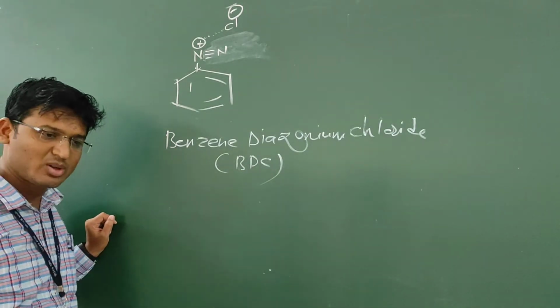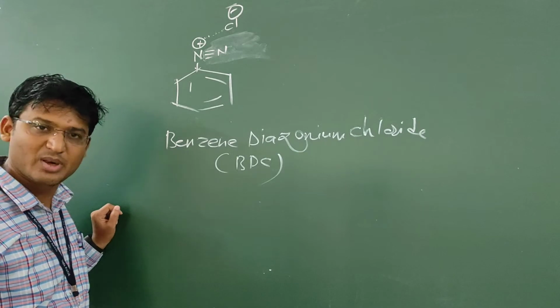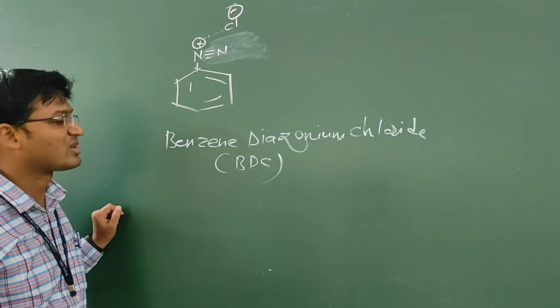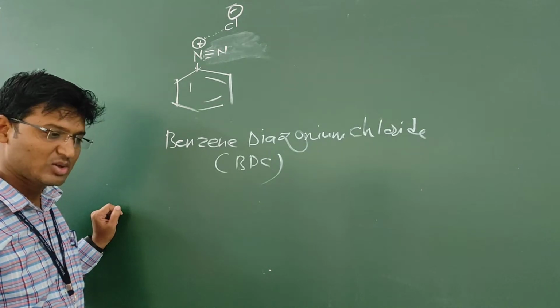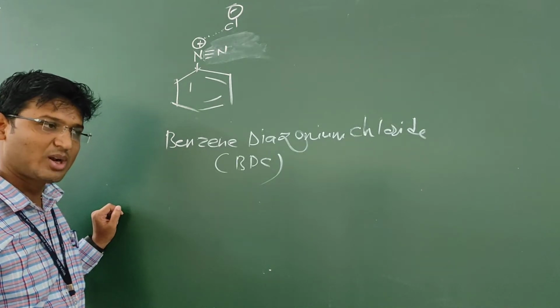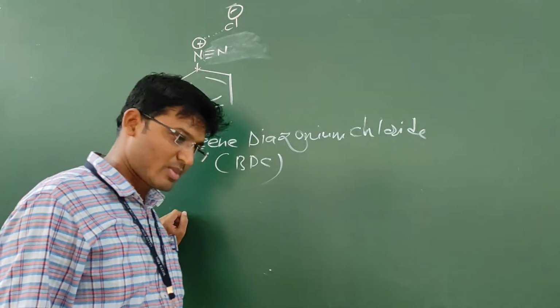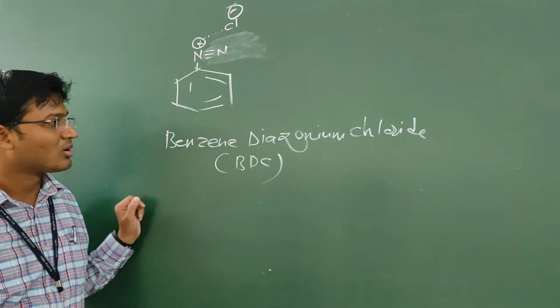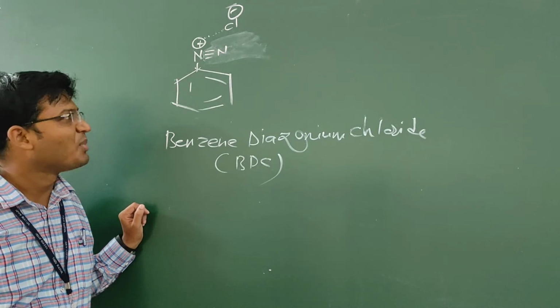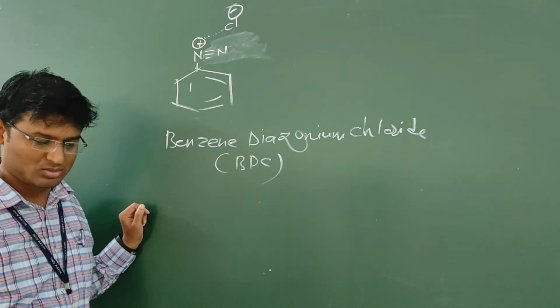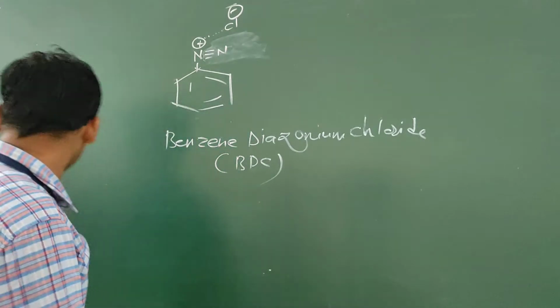Now, how is the compound prepared in the laboratory? What is the preparation? The compound can be prepared by the reaction of aniline with sodium nitrite and HCl under 0 to 5 degrees Celsius. It forms benzene diazonium chloride. Now see how it is prepared.